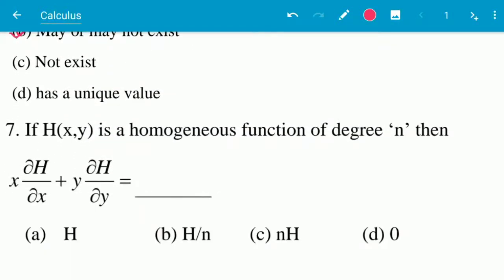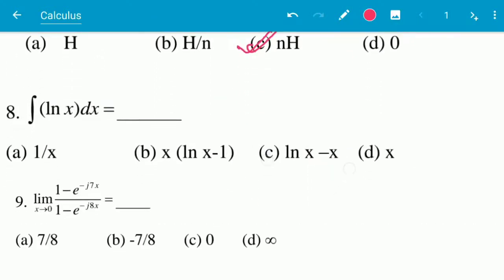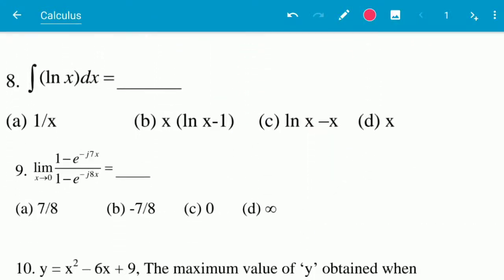Question number 7: if h of xy is a homogeneous function of degree n, then x del h by del x plus y del h by del y is equal to n h. This is actually Euler's theorem. This is the definition of Euler's theorem. Next question: integration of ln x dx.